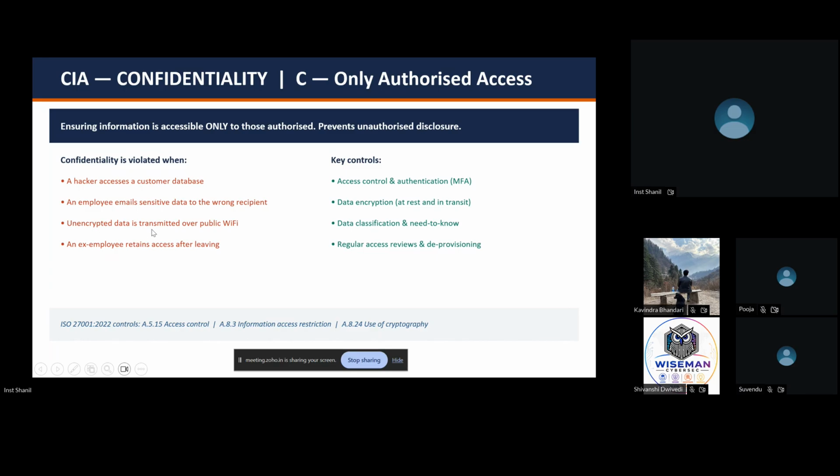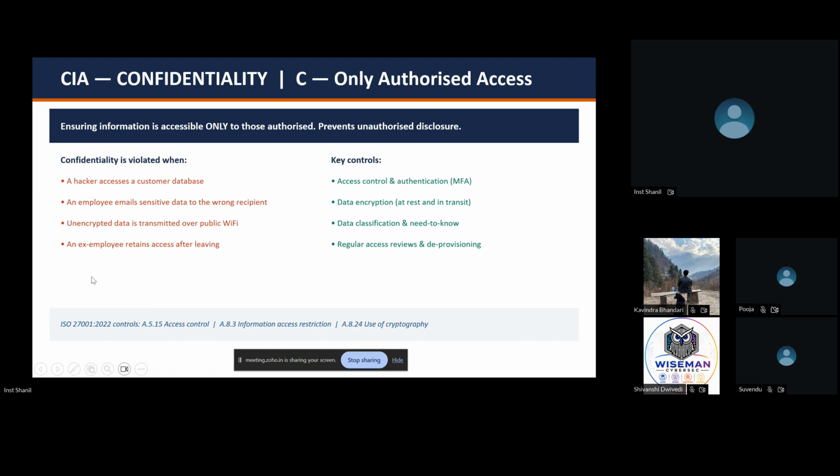Unencrypted data is transmitted over public Wi-Fi. So the control we are implementing over here is data classification and need to know. We need to classify data on the basis of confidential, private, personal, internal. These are some of the data classification examples. If your unencrypted data is being transmitted over public Wi-Fi, but it is properly classified, the Wi-Fi signals would not be able to access your unencrypted data until and unless it is marked as public.